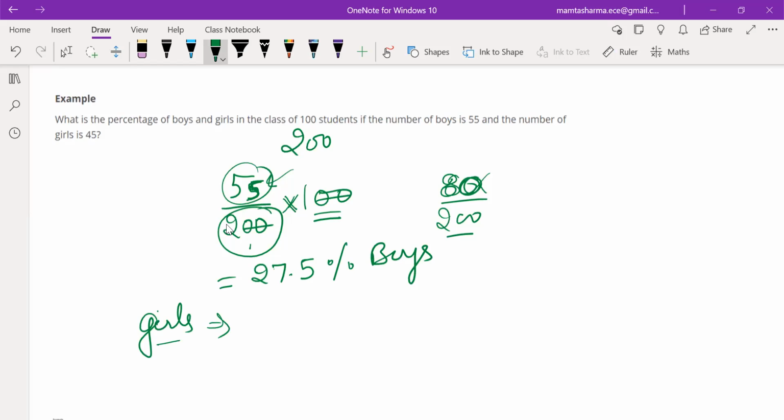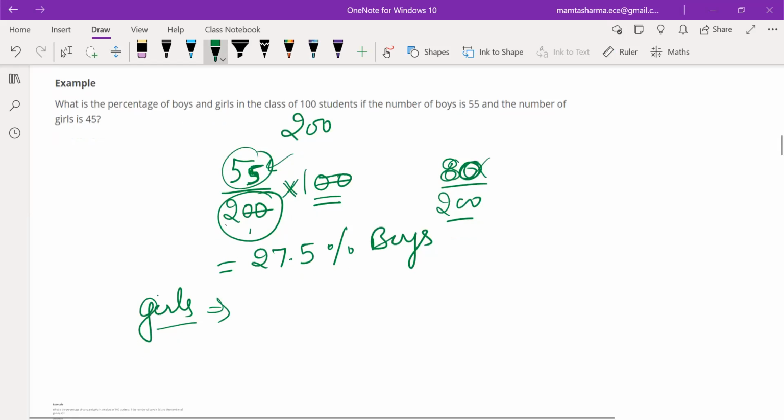Yes, ma'am. What is the percentage of girls? Ma'am, I'm still not getting it. One minute, ma'am. Ma'am, 72.5. How? No, ma'am, that's wrong. How did you calculate it? Ma'am, we have to do by 200 only. Number of girls are? Number of girls are 45. And total number of students? Ma'am, total number of students are 200.